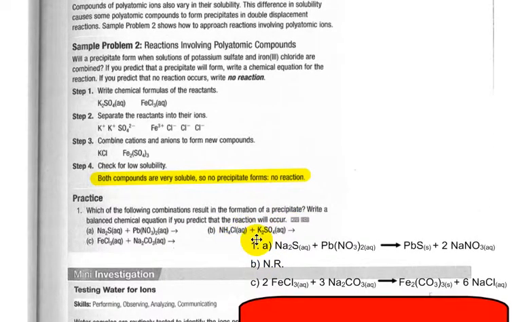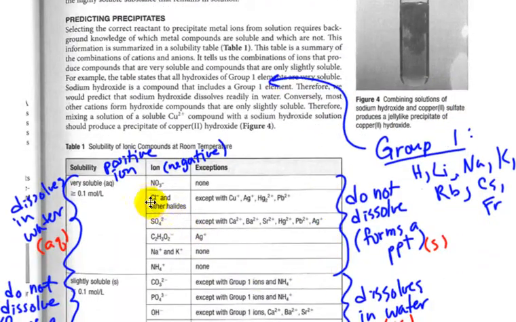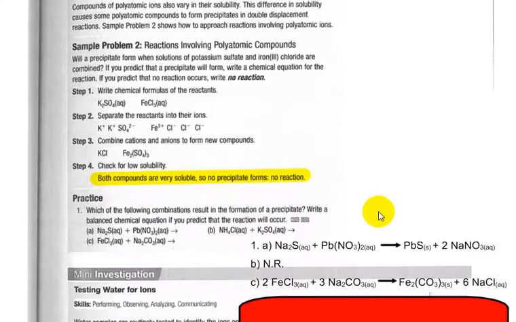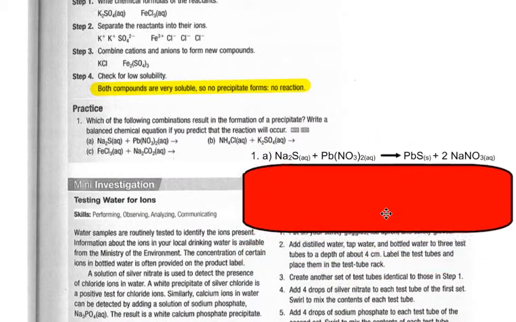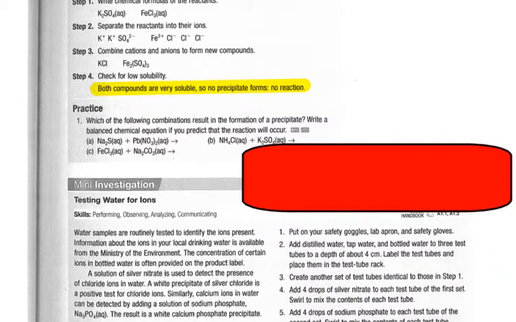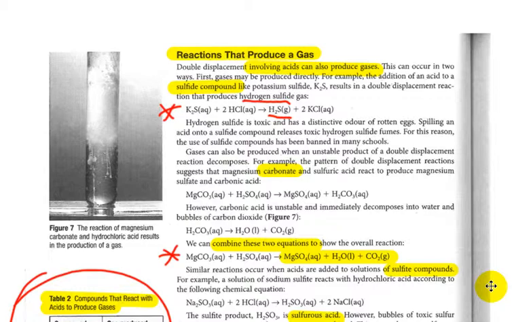Potassium chloride is the other possibility. Potassium chloride. Chloride, potassium is not on this list, therefore it's over here, aqueous. So no reaction there. Okay, so just using that precipitate chart to see if certain combinations make a precipitate. If they do, that's a reaction.